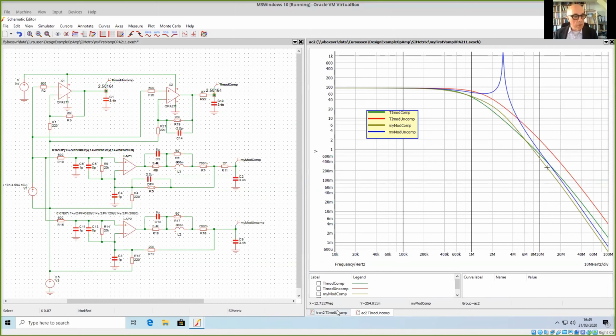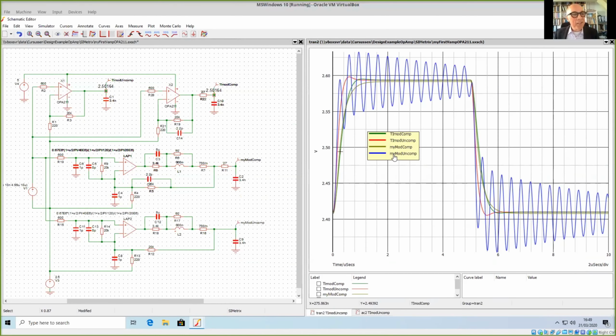Now let's look at the step responses. Here you see my model uncompensated, and you see the ringing, as was predicted also by SLiCAP, and it was a little bit less in the measurements, but it was there. We have seen the ringing in the measurements. And here you see the TI model uncompensated, the red one. There's a little bit of overshoot, but it really looks like Butterworth. Only a few percent overshoot, and for the rest a nice plot.